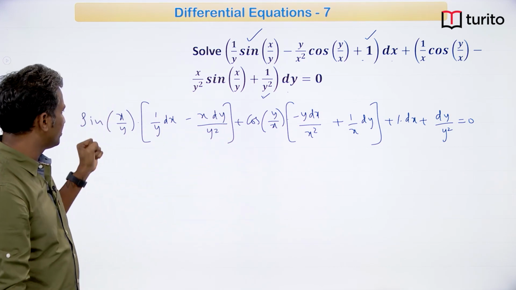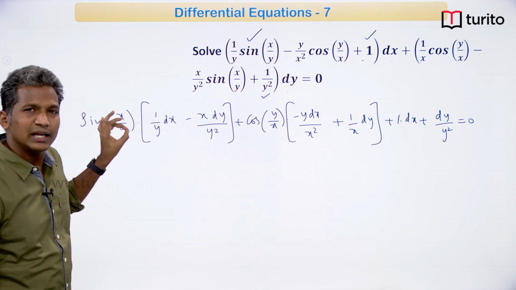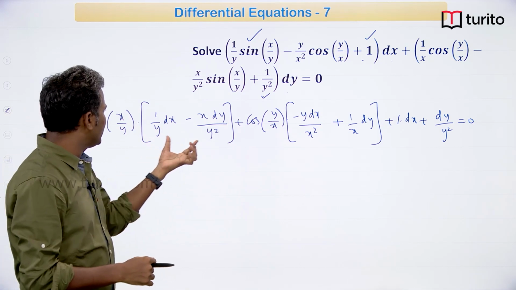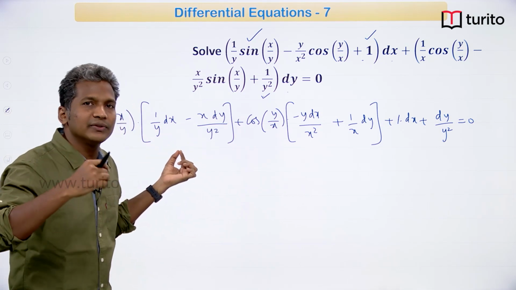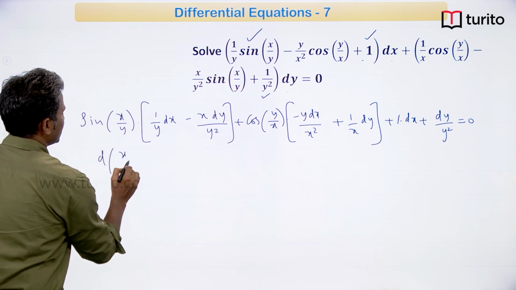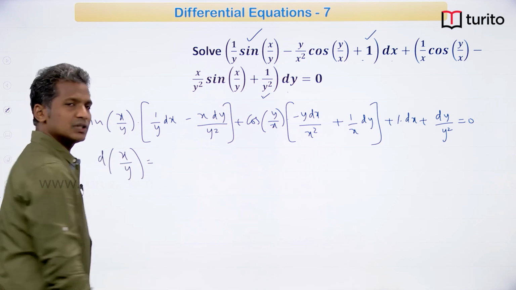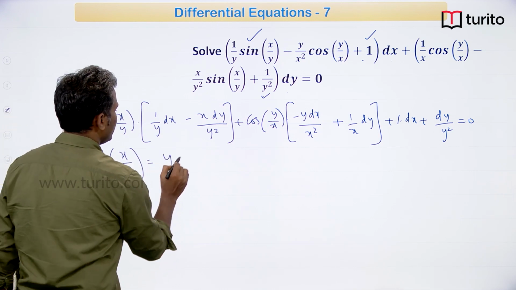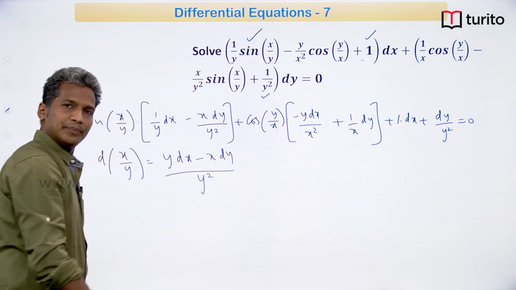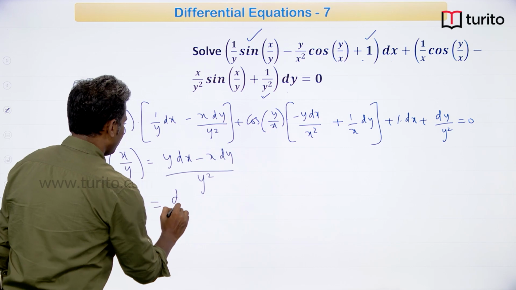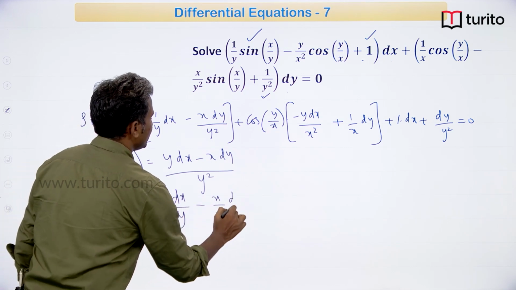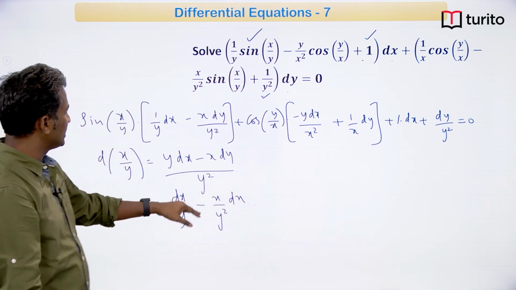Now, my idea is simple. If this x by y can come as exact form, then this can be integrated directly, and that is what I am going to check. So I will check d of x by y. What will this give us? It will give me y into dx minus x into dy by y square. Now, when I divide by y square, what do I get? dx by y minus x by y square into dy. Now, luckily this has matched.